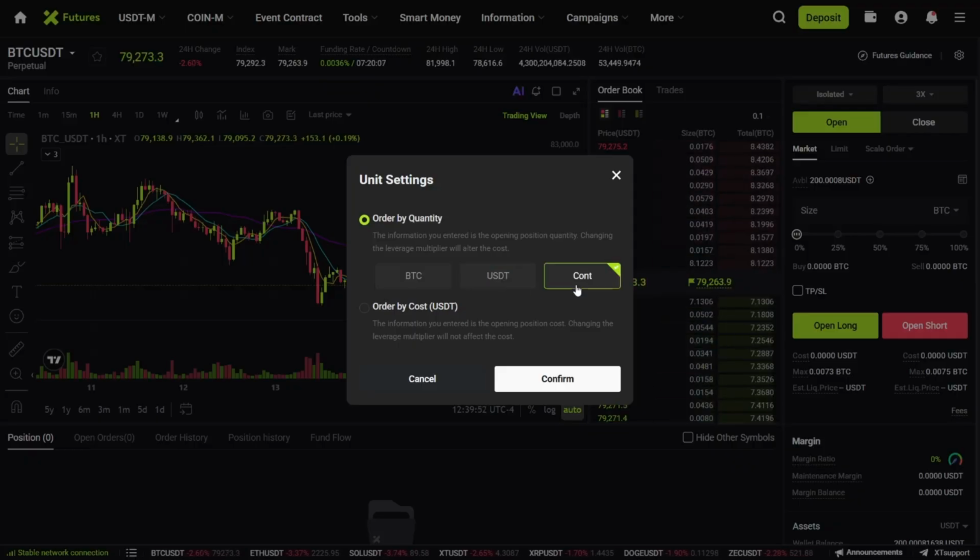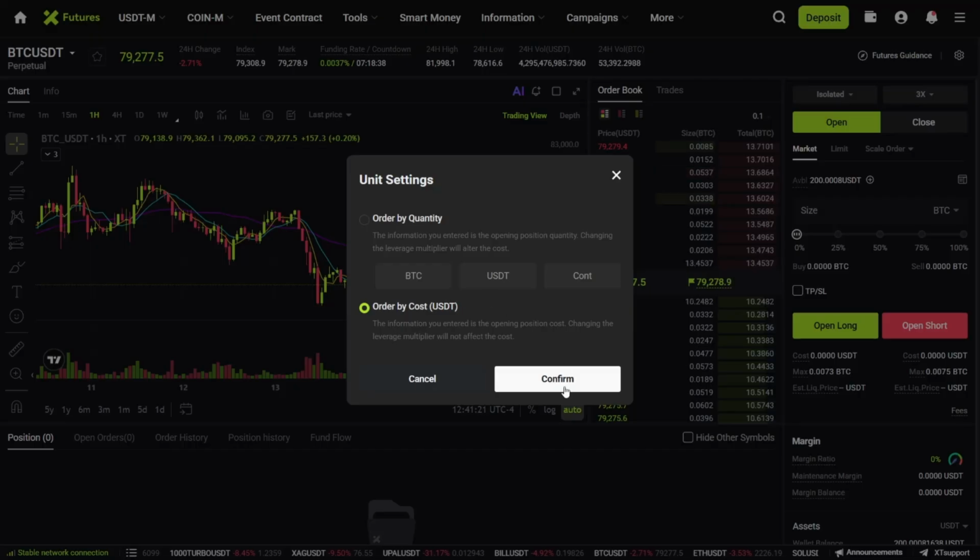If you choose contracts, you're sizing the trade based on the number of futures contracts. This option can be a bit more complicated and more confusing for beginners. We then have order by cost USDT. This lets you enter how much of your own margin you want to use for the trade in USDT. For beginners, I recommend using order by cost because it's the easiest way to control your risk. You can simply decide how much USDT of your own funds you want to put into the trade without worrying about calculating BTC amounts, total position value, or contract size.